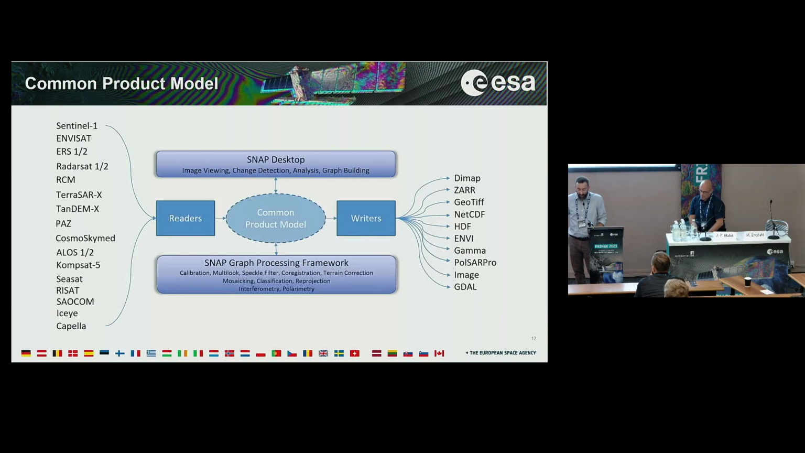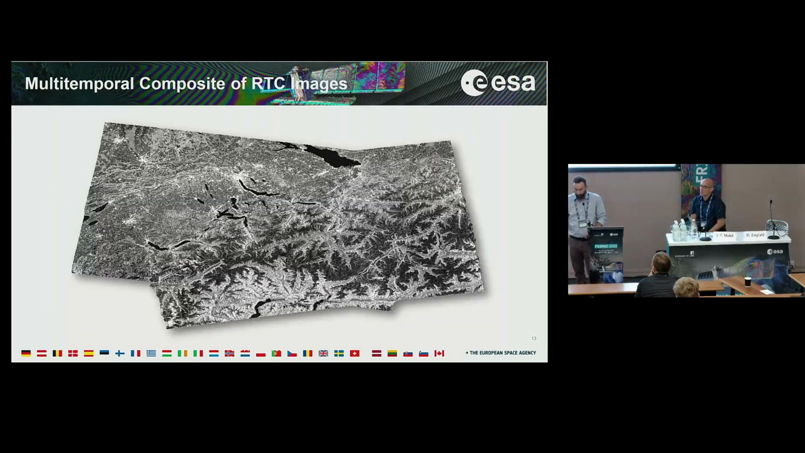So this is the product model idea that is introduced and will be updated in the future. You can read all the products of all of these missions with specific readers, and then you have a bunch of writers to export the products in specific formats, depending on what you do later on with your spatial analysis and so on.